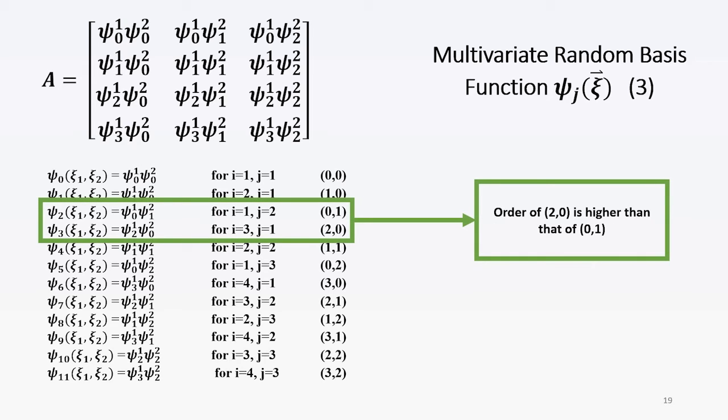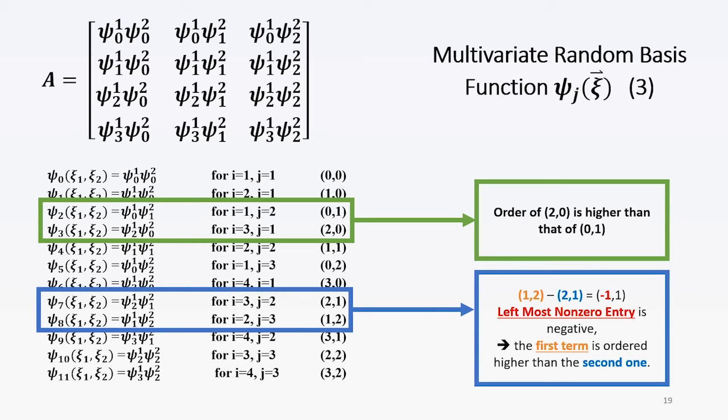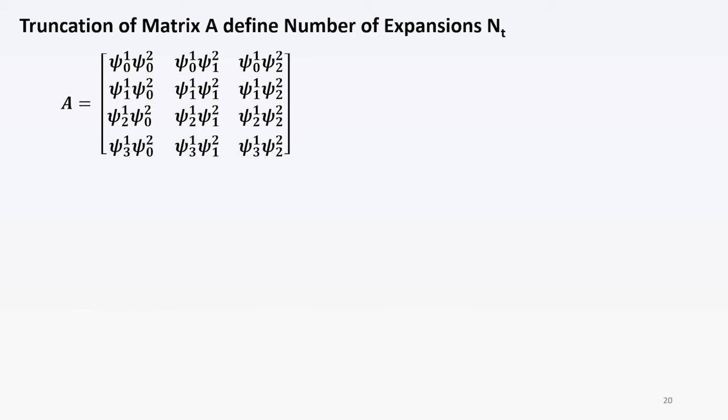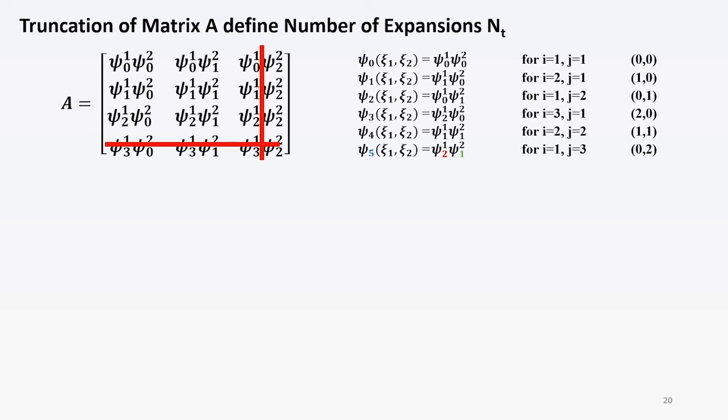If an index 20 is larger than the other one 01, it is directly ordered higher. If two indices are equal, their difference is first calculated, and if the leftmost non-zero entry, which is -1 in this case, is negative, the first term, 1, 2, is ordered higher than the second one, 2, 1. In addition, truncation of matrix A is possible in order to achieve a certain number of expanded terms nt. In this case, removing the last row and column expands the psi until the fifth term.